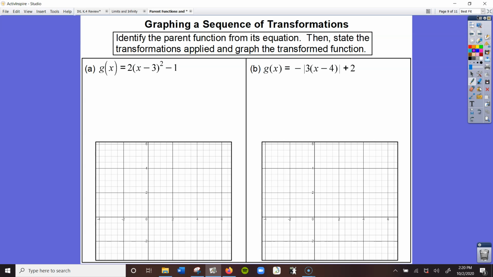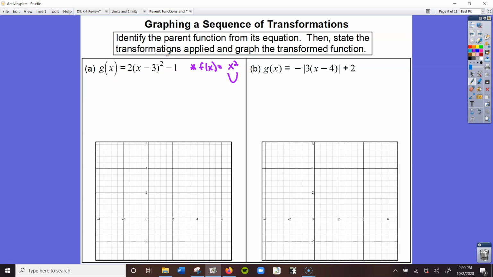Now let's look at applying many transformations at once. Okay, so now I've taken away the parent function. So you need to know what that parent function is supposed to look like on the graph and what those reference points are. When I look at this equation, since I have that exponent of 2, that means that this is my parent function, x squared. So I can expect my graph to look like a parabola.